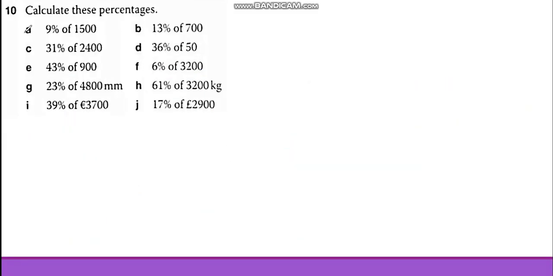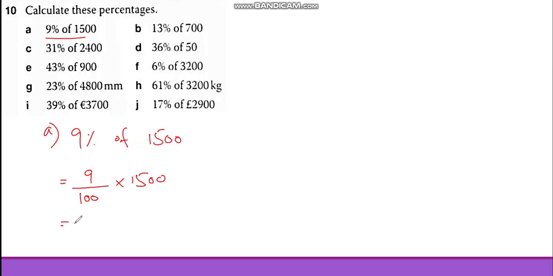So let's proceed to the next question. In question number 10, they want us to calculate these percentages. So in A part, it's 9% of 1500. By the way, here we are not restricted to do these questions in our head, so we can use a calculator. 9% means 9 out of 100. So it is 9/100 times 1500. So we can definitely use a calculator here. By the way, I am just canceling the common factors, meaning 100 times 15 is 1500, and 100 times 1 is 100.